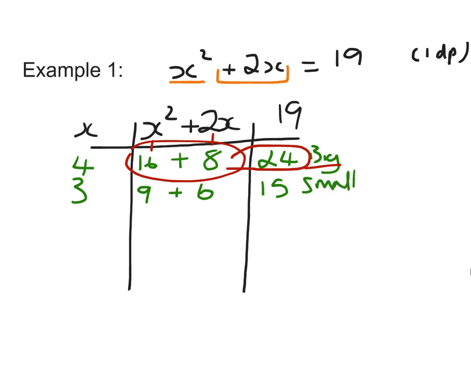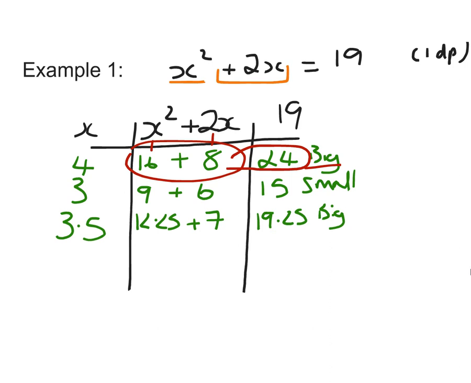So now I'm going to try a number. As it happens, it appears to be pretty much in between. So let's have a look. 3.5. This might work, this might not. Let's give it a try. 3.5 squared is 12.25. And when we add that on to 2 times 3.5, which is 7, we get 19.25, which is a little bit too big.